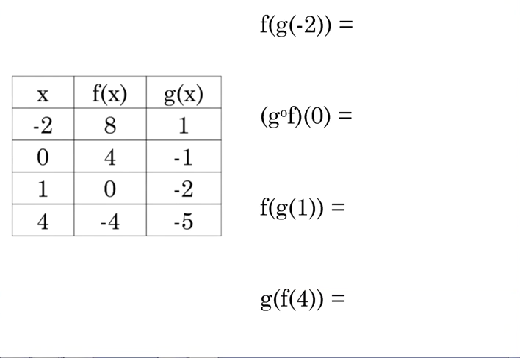So we've got this table of values here. Our first column has select x values, -2, 0, 1, and 4. And the other two columns have values for the function f of x and values for the function g of x. Now, we don't know what type of function f of x is or its equation. Same thing for g of x. We don't know its equation.